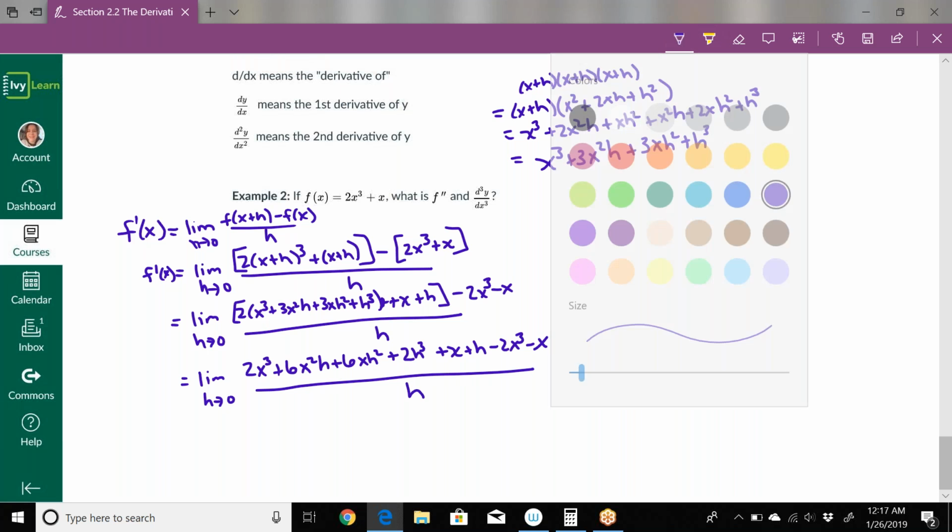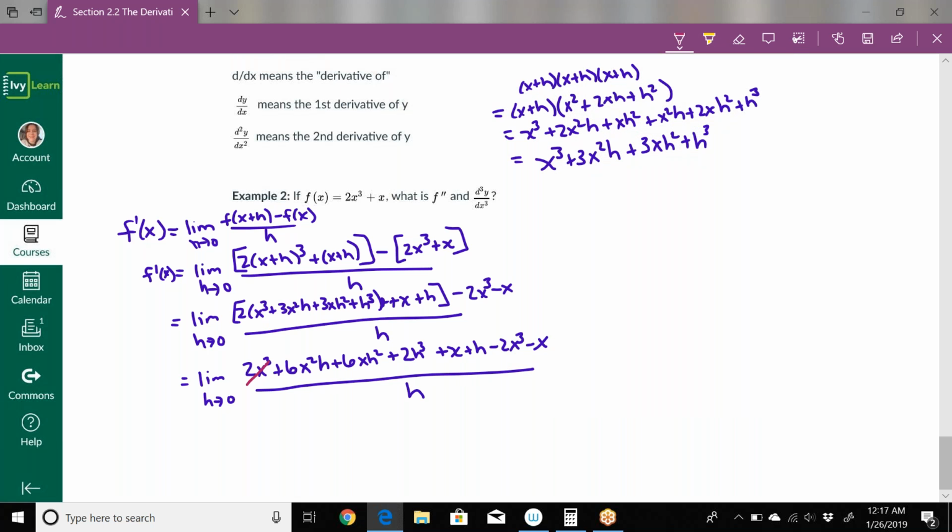You're going to notice a theme. Some things are going to cancel out. The 2x cubes are opposites, and so is the negative x and the positive x. Everything else has an h in it and is different, not like terms to each other. So we're just going to bring those over.